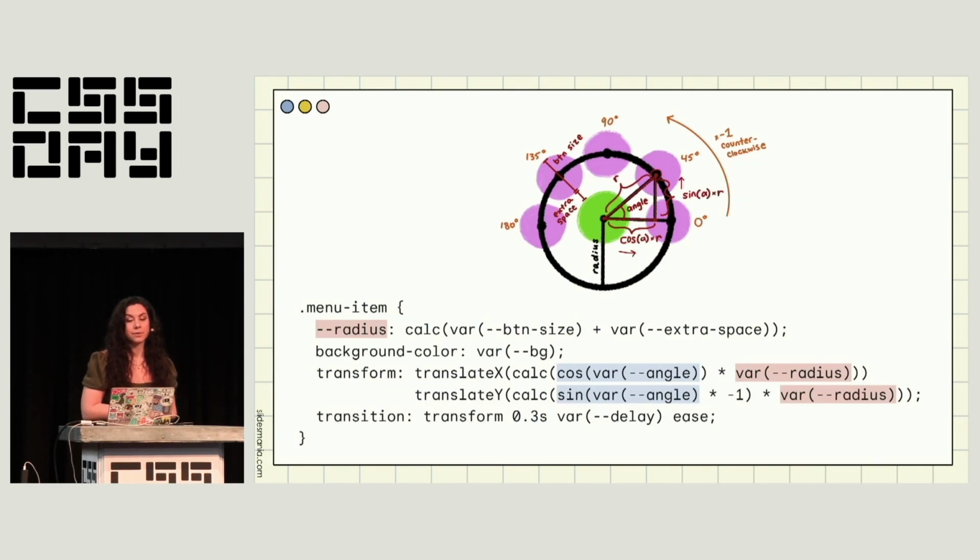And so we can start trying it like this, where we get that radius, the button size, space, and then we're doing this transform where we're using the cosine of the angle times that radius at the x position, and the y position is the sine of the angle times the radius. And then we can transition them.